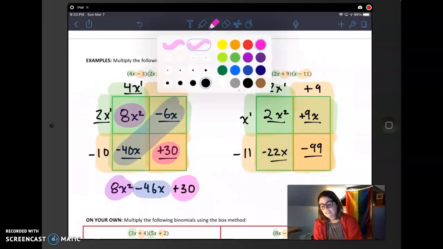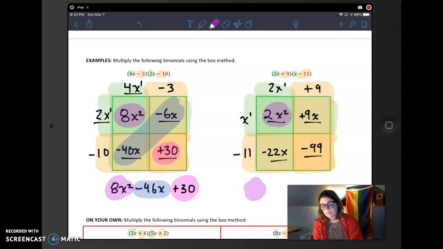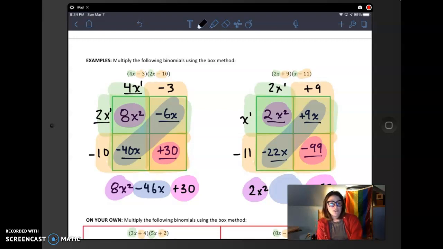All right, again, let's just rewrite this box. And actually, we could do this kind of in a sneaky way. You rewrite this box, 2x squared, and then negative 99. And then all you gotta do is just add these two groups of x's together. Those go in the middle. So we're gonna have negative 22 plus 9. That's gonna give us negative 13. Negative 13x right there.